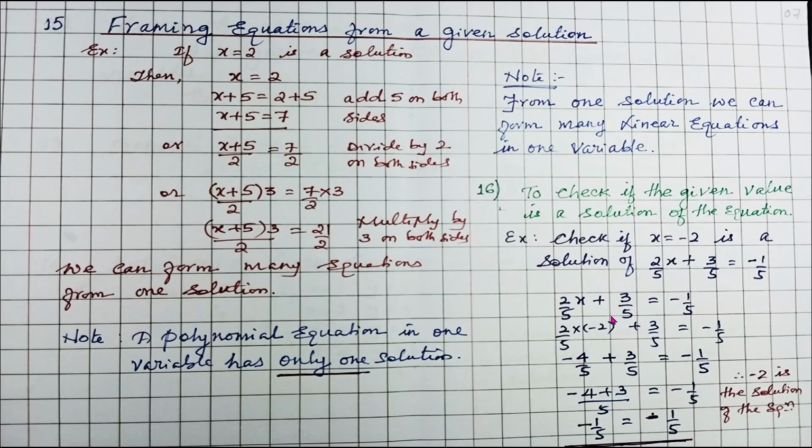That means wherever x is there, put minus 2. That is 2 into minus 2 is minus 4 by 5 plus 3 by 5 is equal to minus 1 by 5. Now multiplying by 5, we get minus 4 plus 3, and that is minus 1, so minus 1 by 5 is equal to minus 1 by 5. Remember that minus 2 is the solution of the equation, because LHS is equal to RHS. Remember that. So now we'll be learning about the further properties in the next session in part 2 of simple equations. Thank you.